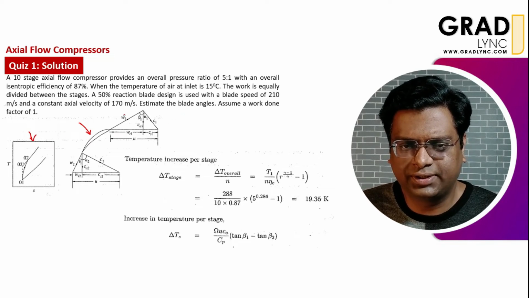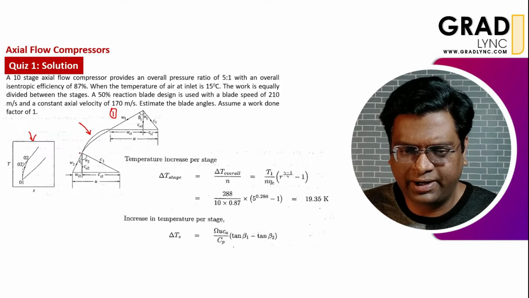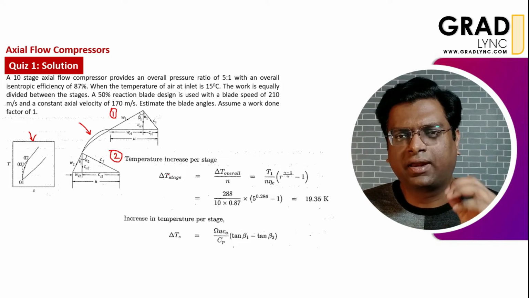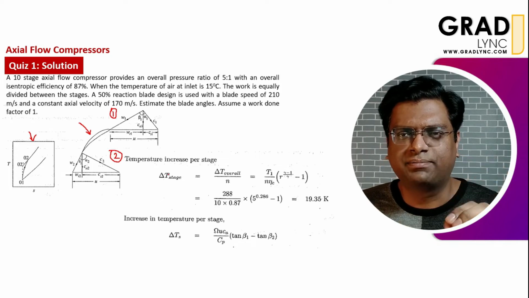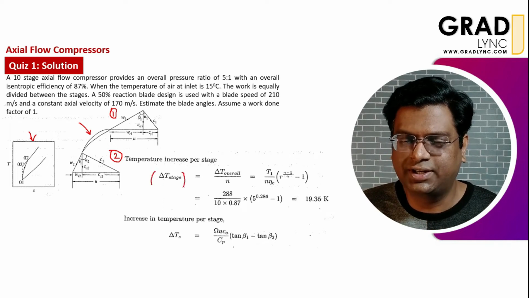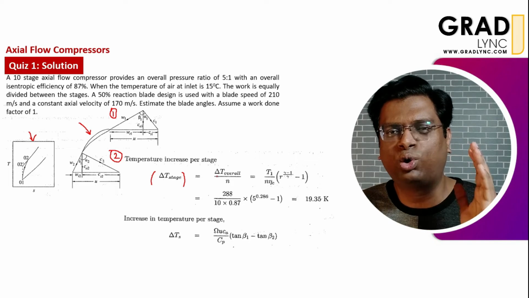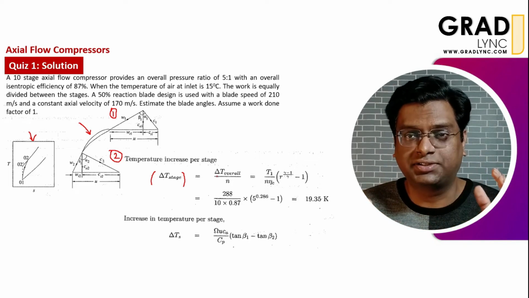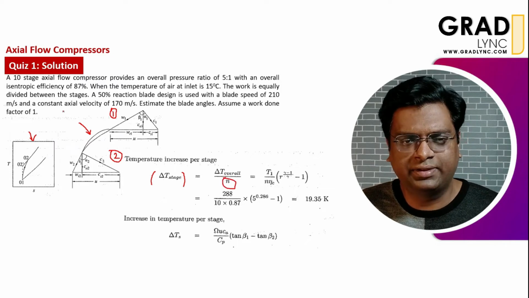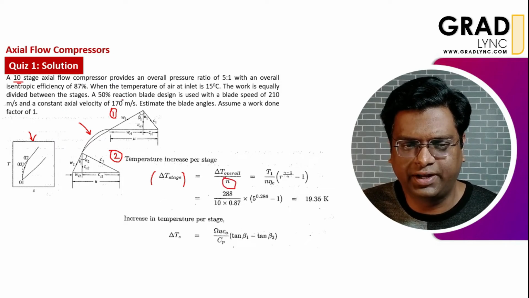So velocity triangle for the rotor blade entry, let's call this 1, and rotor blade exit, let's call the section 2. So we will start the analysis by calculating the rise in temperature in a stage, right? So the temperature change in one stage is equal to the overall temperature change in the entire axial flow compressor divided by the number of stages. Anyway, the value of n is given as 10.